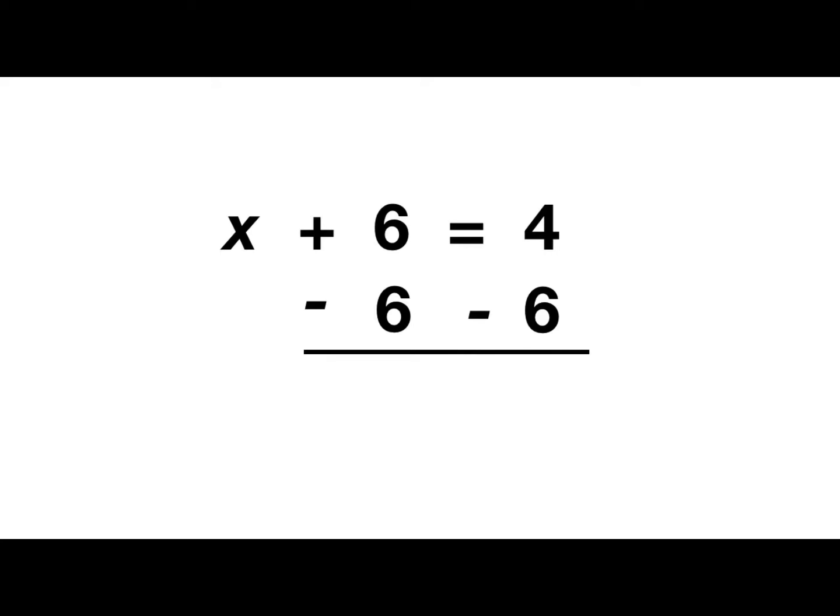When you solve out this equation, what do you get? Well, you get that the plus 6 and the minus 6 cancel each other out. You just have an x on the left. On the right side of the equation, you have 4 minus 6. Well, 4 minus 6 you can solve is negative 2. And so our answer is that x equals negative 2.